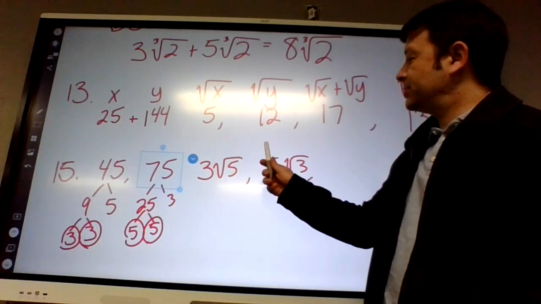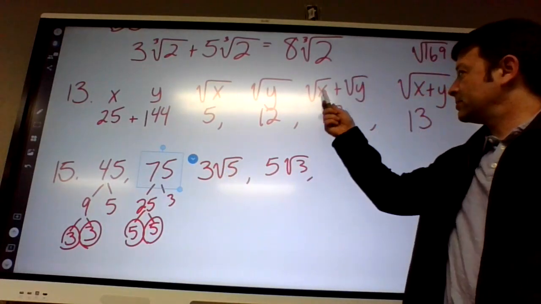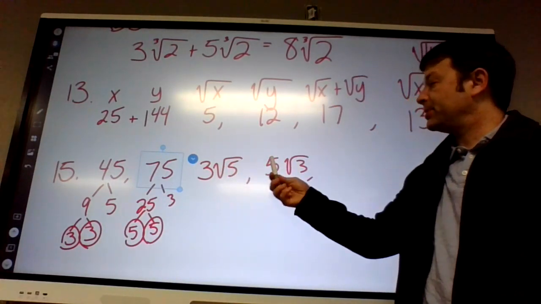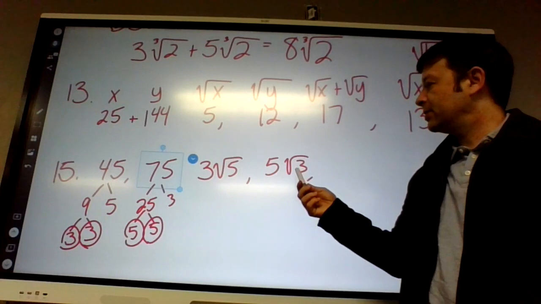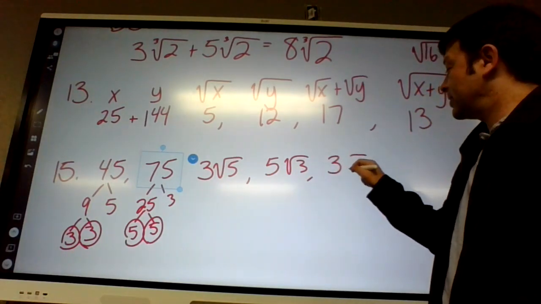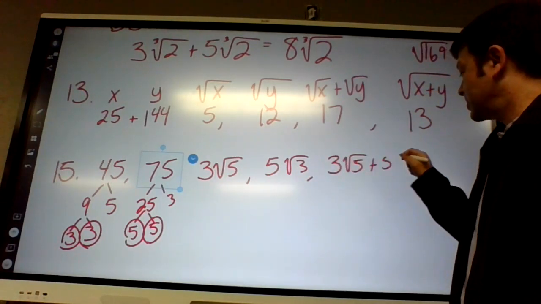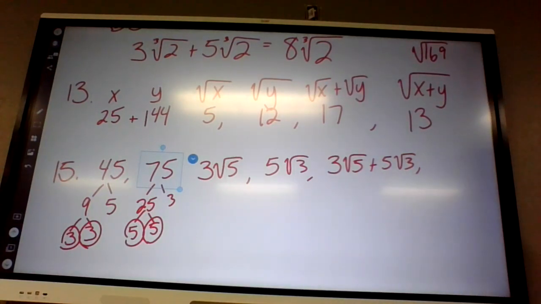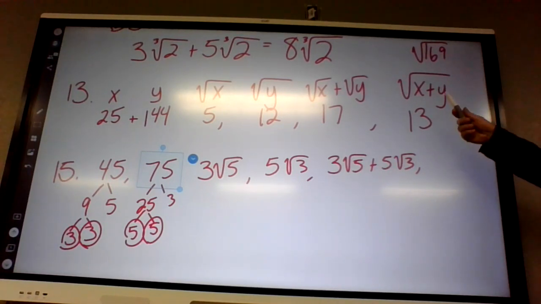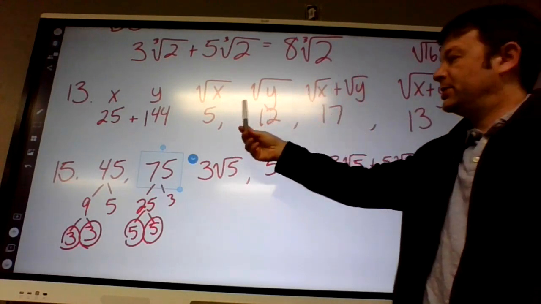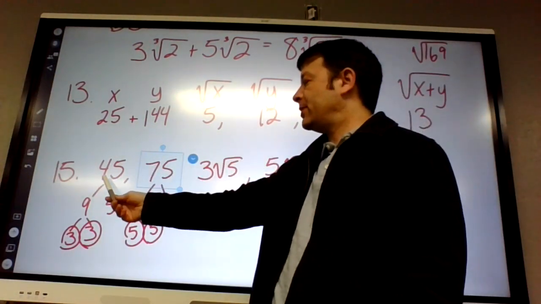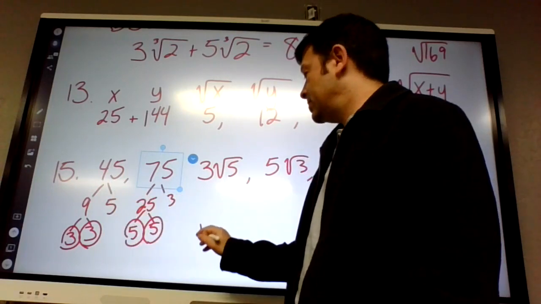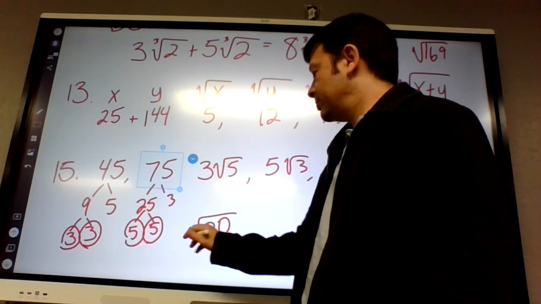Okay, the next question is what's those two added together? So what's that plus that? Does it simplify? No. So I'm just going to write down that plus that. Okay, on the fourth one, we're supposed to add the x and y together first and then square root it. So what is 75 plus 45? It's 120. And then we're supposed to square root the 120.